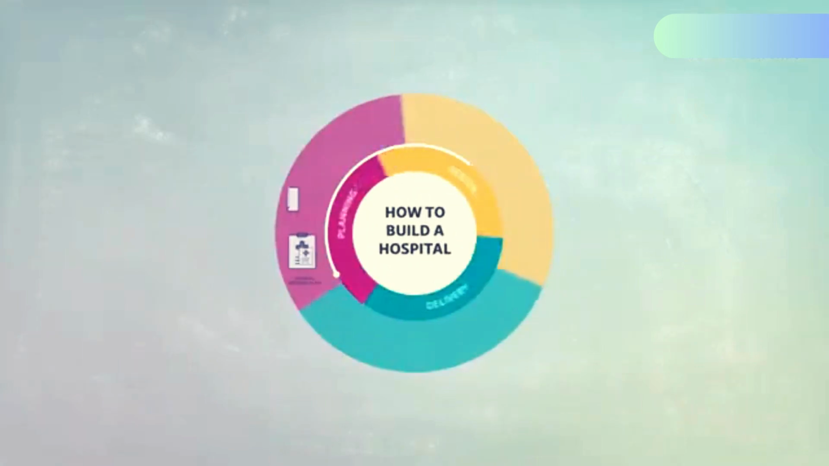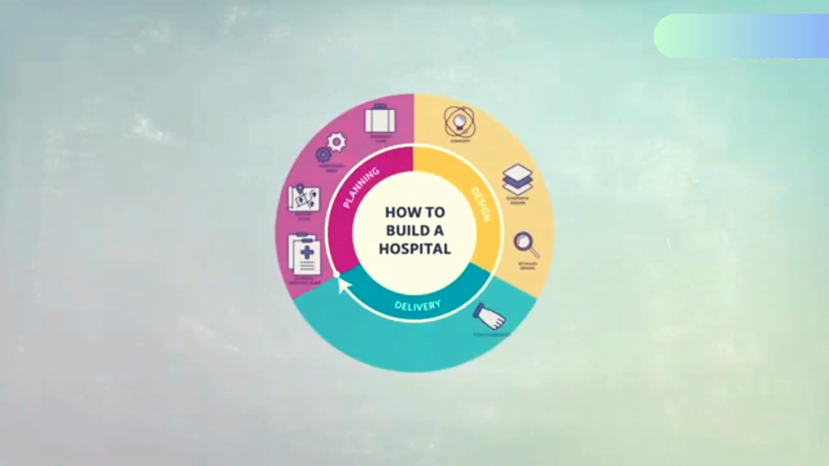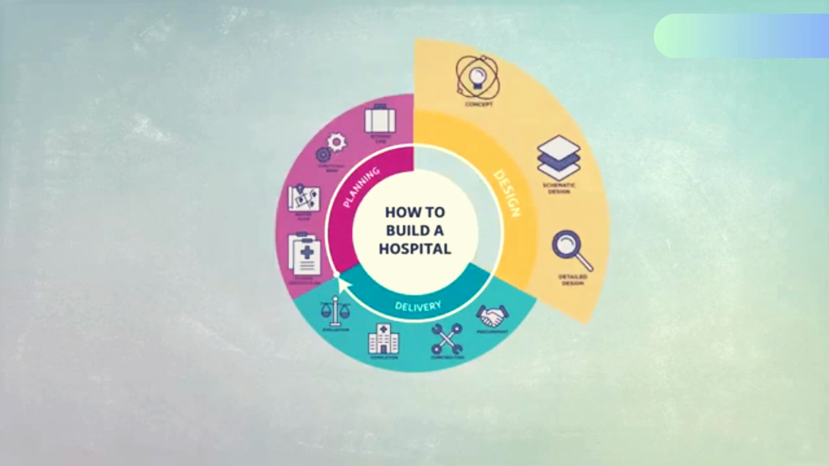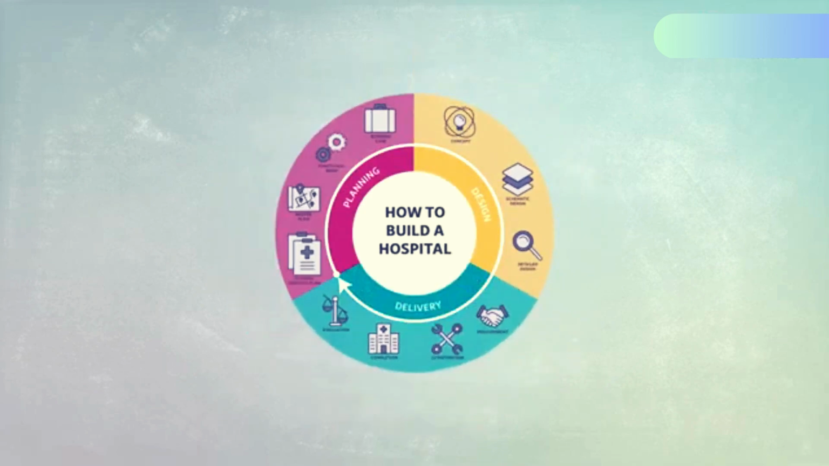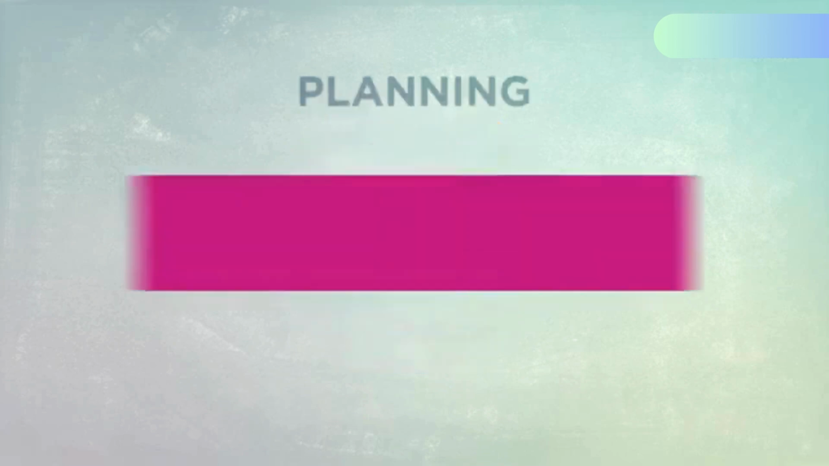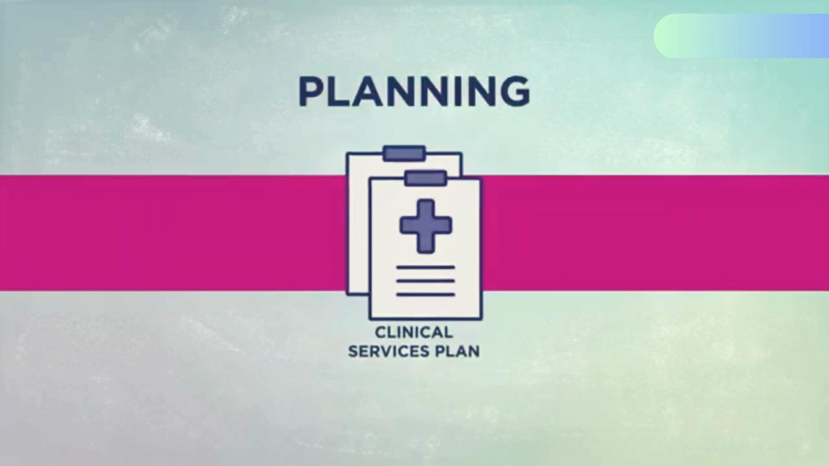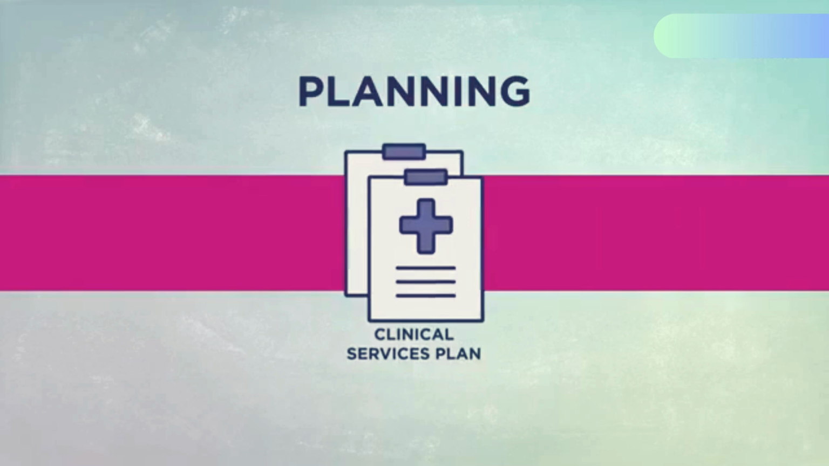Every redevelopment undergoes 3 distinct phases: planning, design, and delivery. This comprehensive process ensures our redevelopments meet the future health needs of the local community and staff. To kick off the planning process, we examine the Clinical Services Plan.